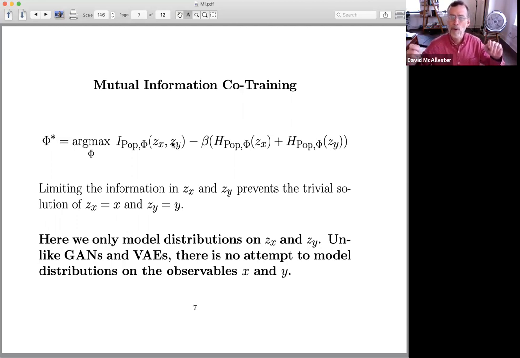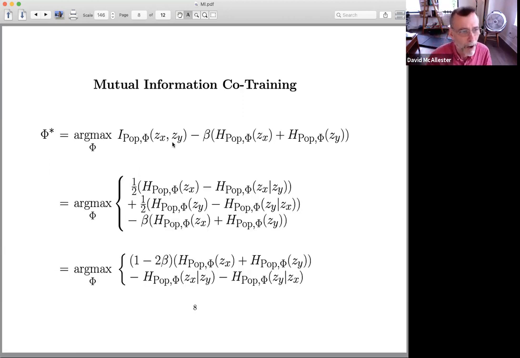And that's important because X and Y are super high entropy things. And if we can reduce that to modeling much lower entropy things, the symbolic representations, the job is going to be easier, we hope. That's the hope. So that's a big difference. We're no longer modeling distributions on X and Y.